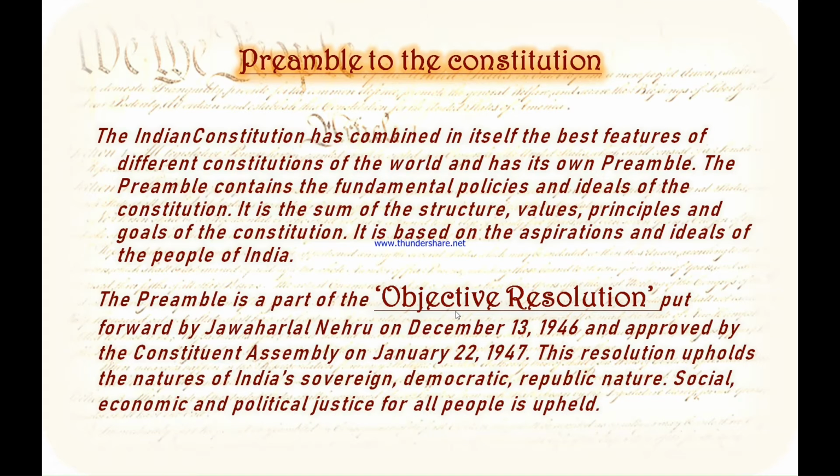The preamble is a part of the objective resolution put forward by Pandit Jawaharlal Nehru on December 13, 1946 and approved by the Constituent Assembly on January 22, 1947. This resolution upholds the sovereign, democratic, republic nature of India. Social, economic, and political justice is upheld for all the people in this preamble. Now let's recite the preamble.